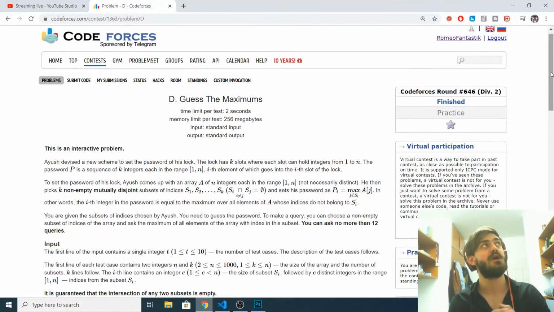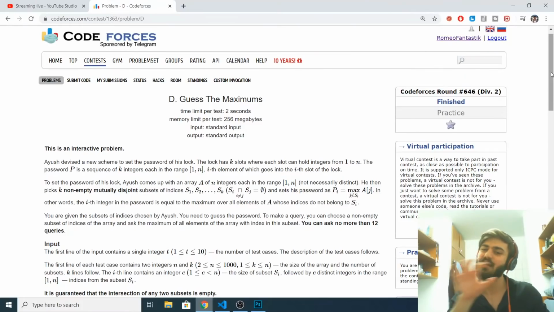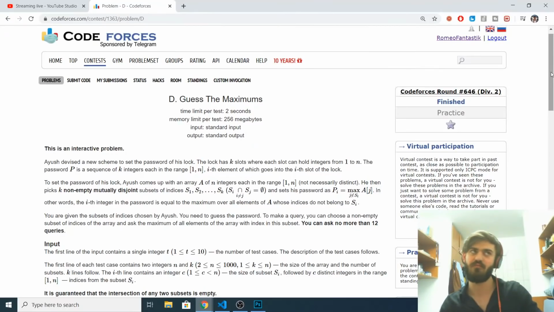The thing is that you basically have an array of n elements, but you don't know the values in that array. You just know those subsets that are disjoint that he picked for the password. He picks a subset, let's say subset number 1, and the first character of the password is the maximum between all the elements that are not in that subset, right?